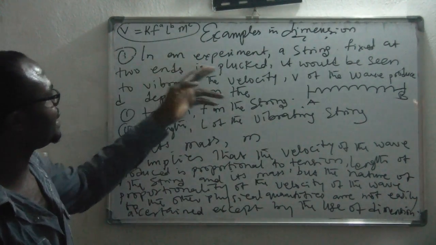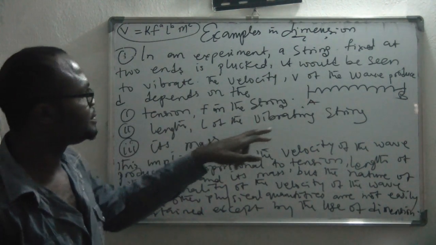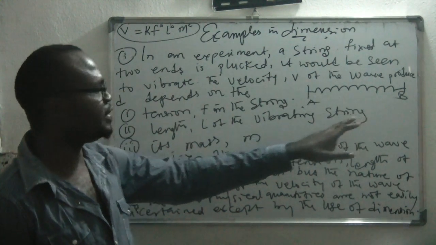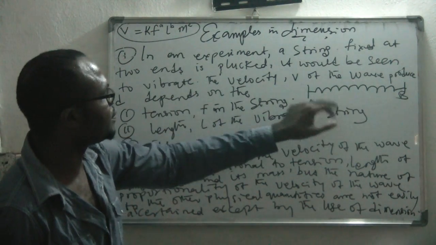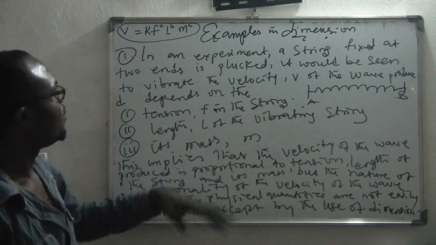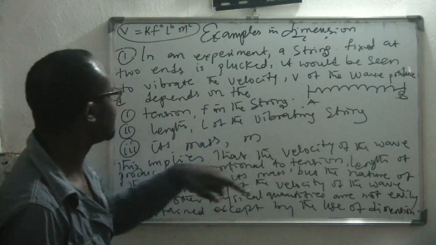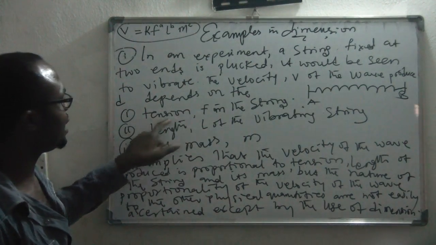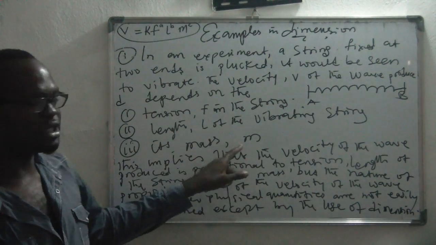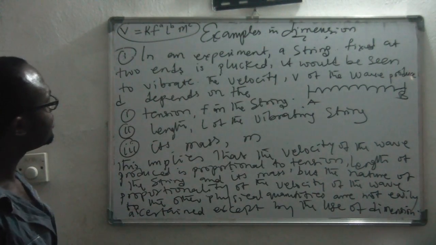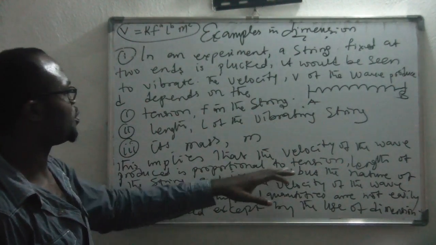In this example, we have an experiment where we have a string fixed at both ends, A and B. It is plucked. When you pluck this string, it will vibrate. Whenever it vibrates, the velocity of the wave of the vibration depends on the tension, F, the length, L, of the string, and the mass of the string.